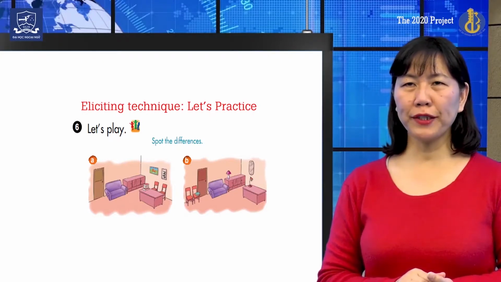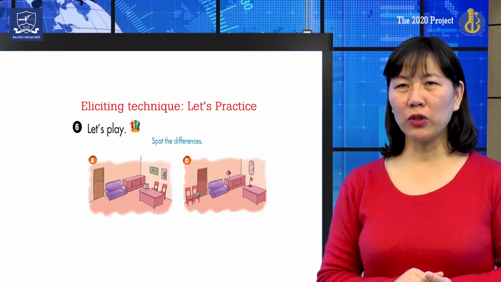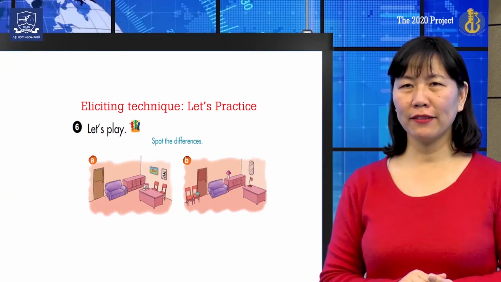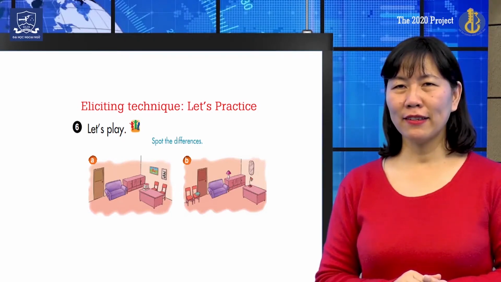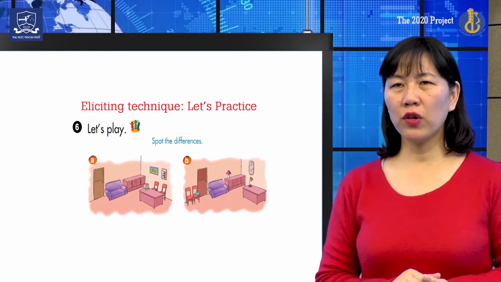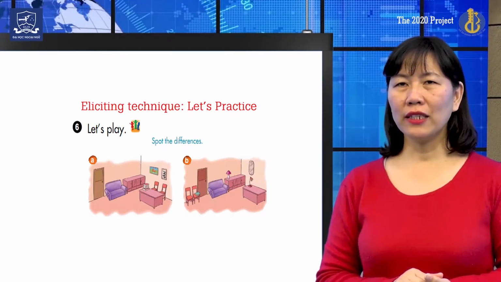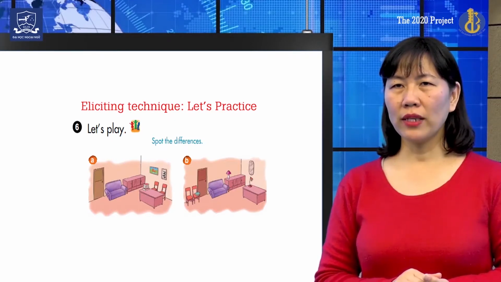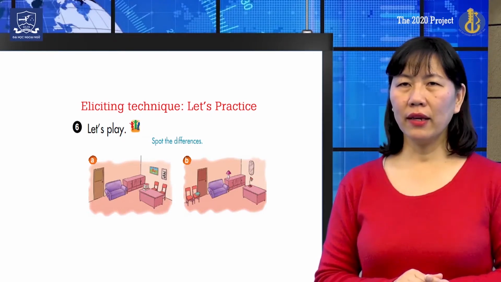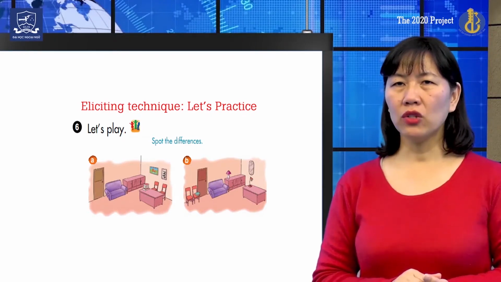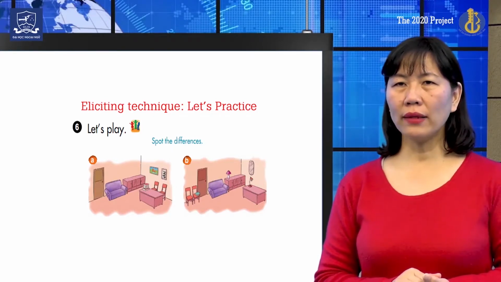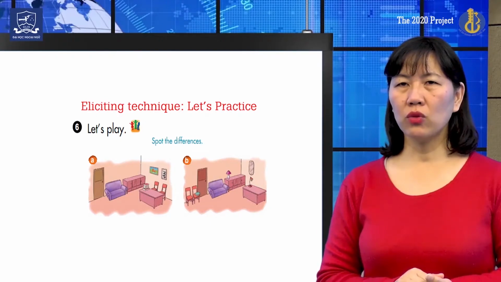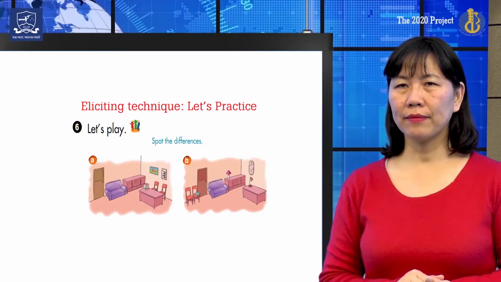Let's have a small practice to check if you are good at this eliciting technique. Look at the pictures on the slides. This is an activity from Tiếng Anh 3, Unit 14, Lesson 2, Activity 6, page 27. Think of what teachers may say to elicit from pupils using the pictures and how he or she responds to the pupils' answers.